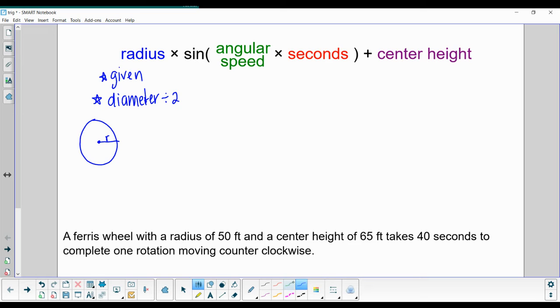The next thing that it's going to give us is the angular speed. So occasionally this is given to us, but sometimes we have to calculate it. And when you calculate angular speed, it's always going to be 360 degrees divided by the time it takes for one rotation.